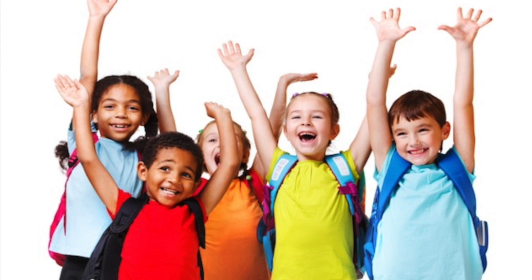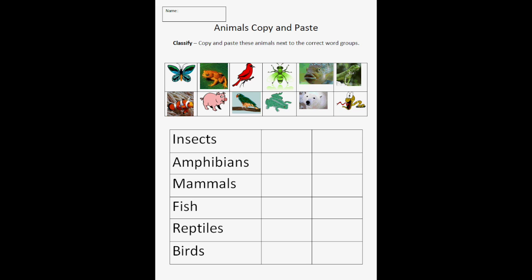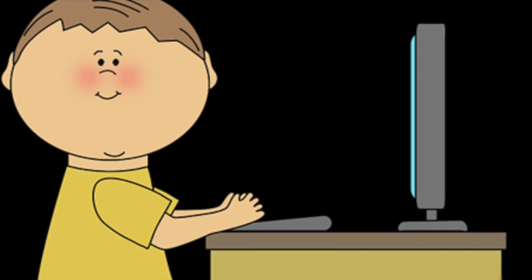Now that we have learned the basics of animals and the different types, we are going to split up and go to centers. Your first center has a worksheet. On the worksheet, there are 12 different pictures of animals, and you must cut them apart and paste them into the specific class that they belong in.